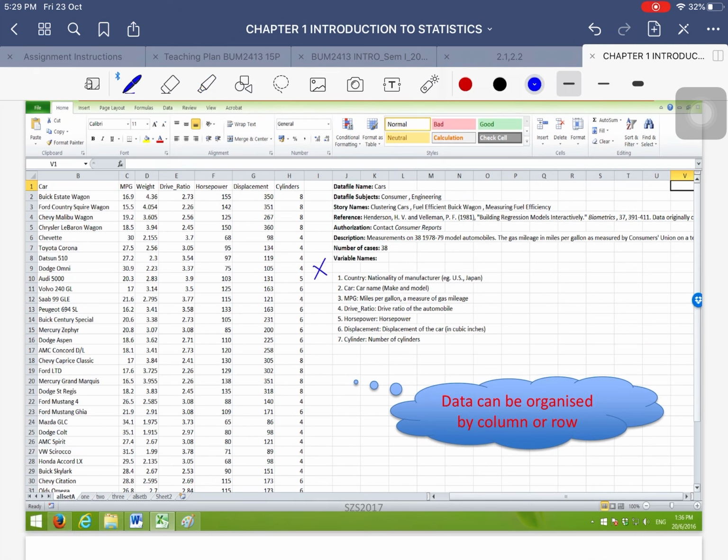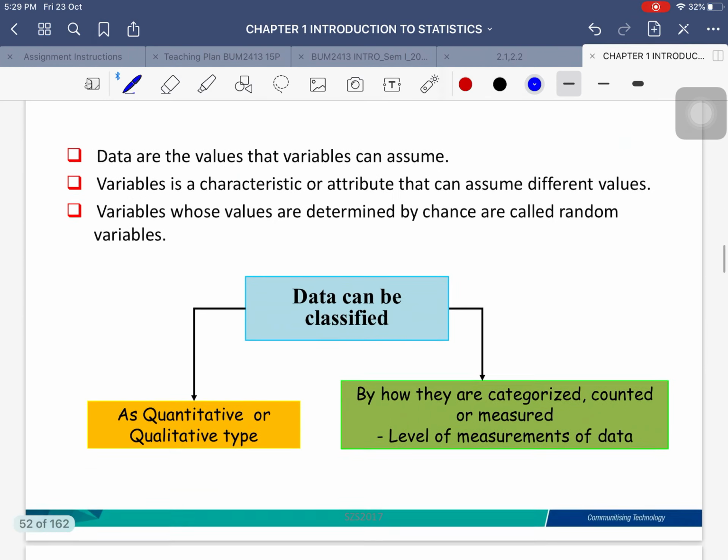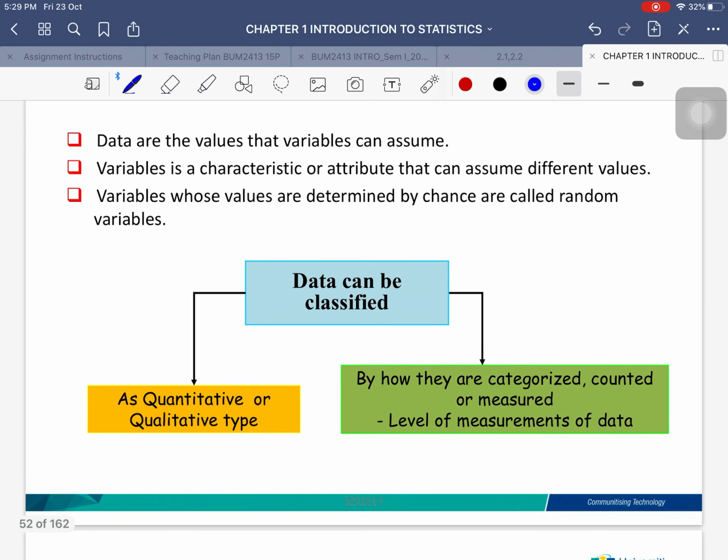Okay, this is an example of raw data. This is what I was talking about just now. People don't want to see all this. They don't want to go through all this. Imagine if you have 1,000, 10,000, 20,000 data. That is what happens in real life. So who wants to see all this?